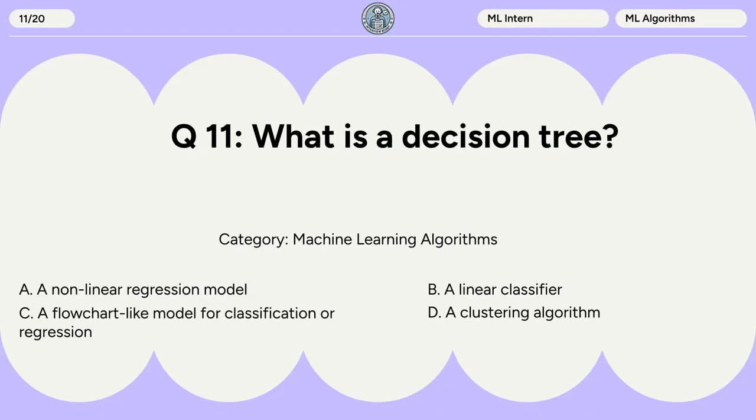Question 11. What is a decision tree? A. A nonlinear regression model. B. A linear classifier. C. A flowchart-like model for classification or regression. D. A clustering algorithm.